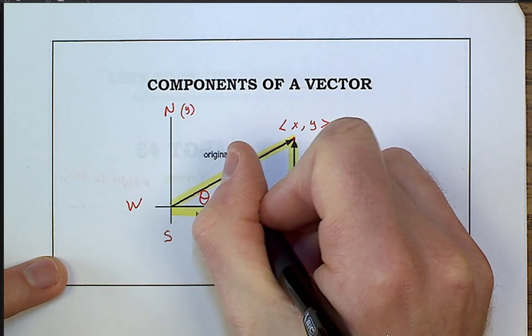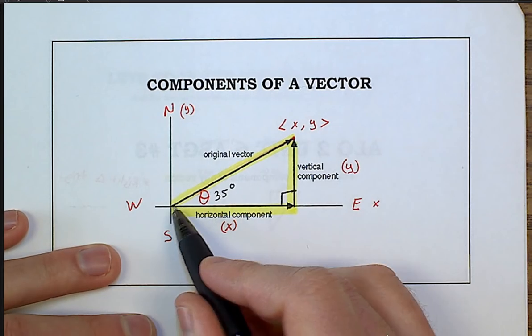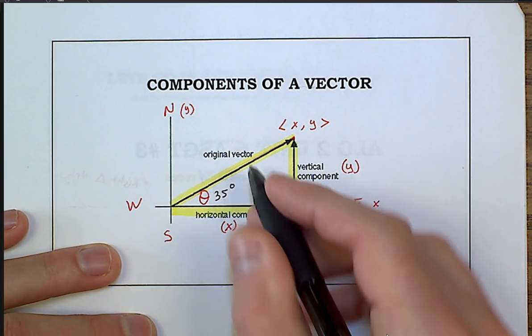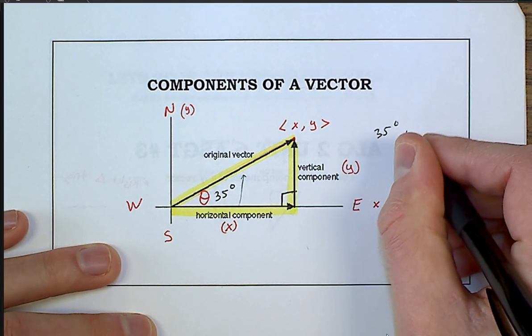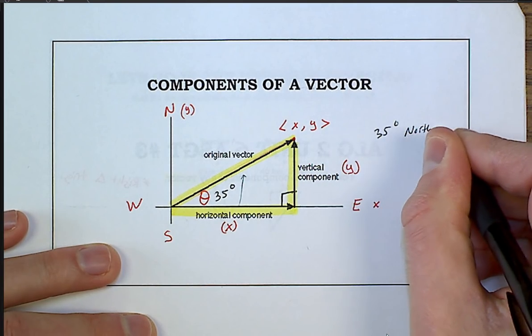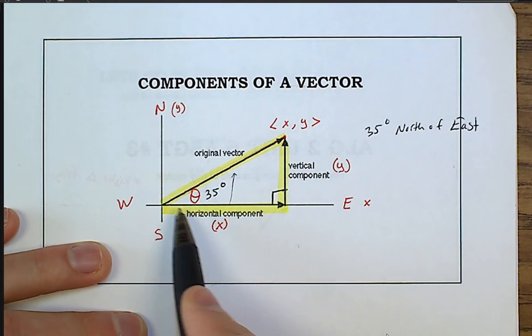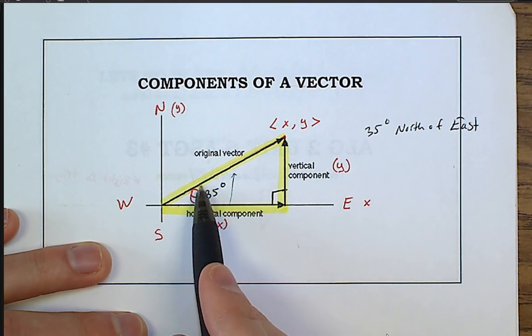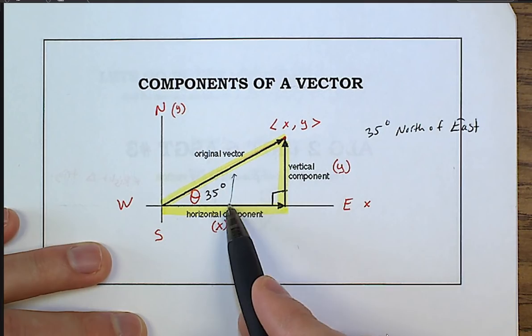Okay. So when we talk about a vector, it's going to say this vector would be 35 degrees north of east. Because this vector is going from here to here, this angle is right here, 35 degrees, and the vector itself is above the east, so it's 35 degrees north of east.